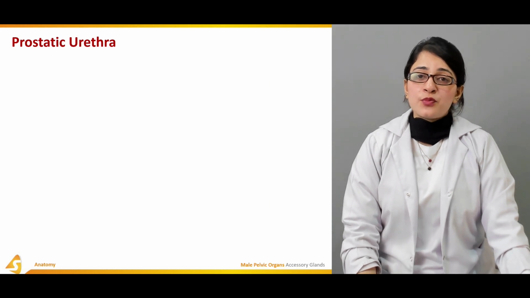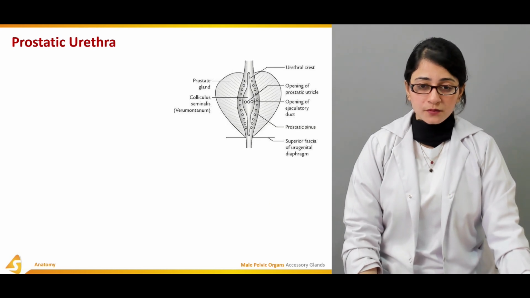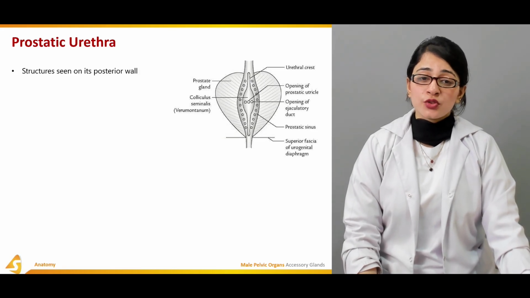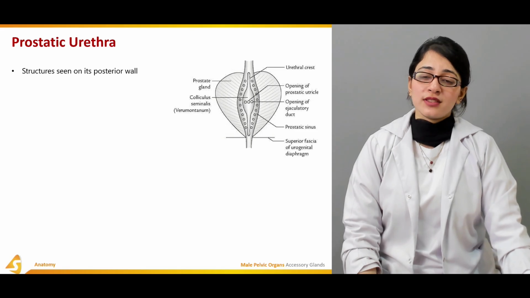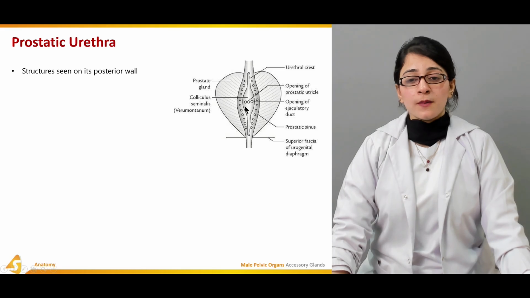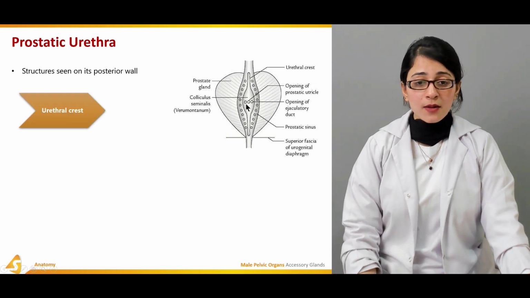Then we have the prostatic urethra. So the prostatic urethra is basically the structure seen on its posterior wall. This is one of the structures which is seen on the posterior wall. So this is the prostatic urethra.